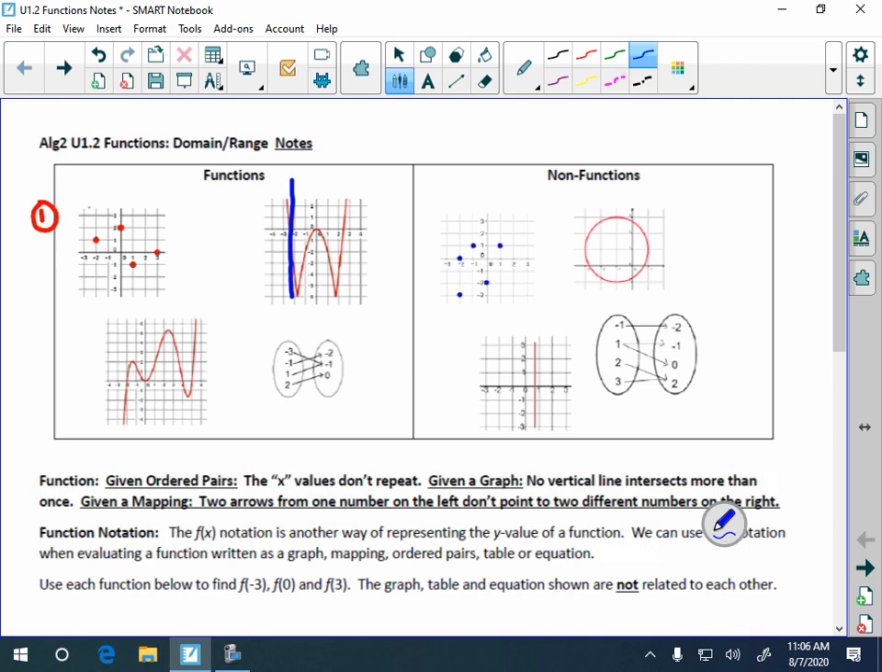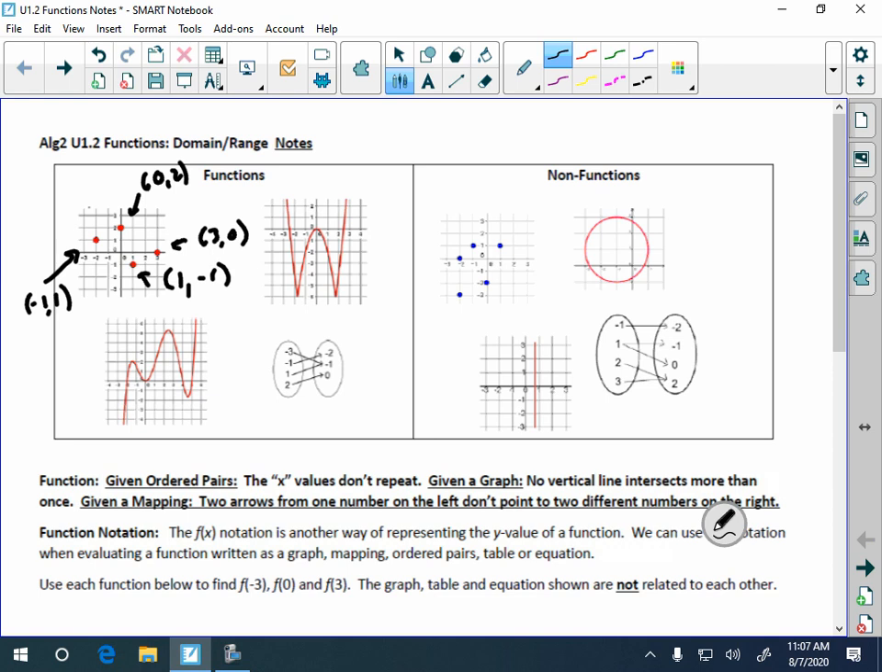Again, we can see each one of these vertical lines only intersects the graph one time. You're not going to get an intersection point of more than once for each vertical line. Okay, and same with your other graph. All right, and we can also look at the first one again, looking at each of these ordered pairs. Again, we have (-1, 1), (0, 2), (3, 0), and (1, -1).